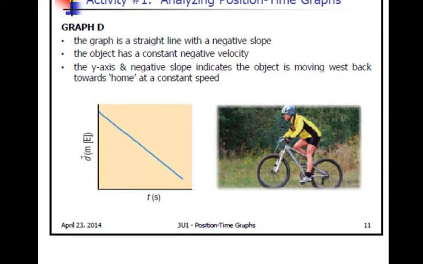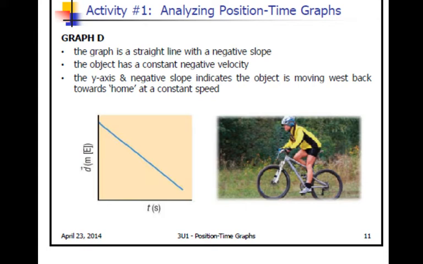Now, if you have a negative slope, this would be somebody moving toward a home position. If I have a positive slope, I'm moving away from my reference position. A negative slope means that I'm moving towards that position, or I'm moving away from that position in an opposite direction.